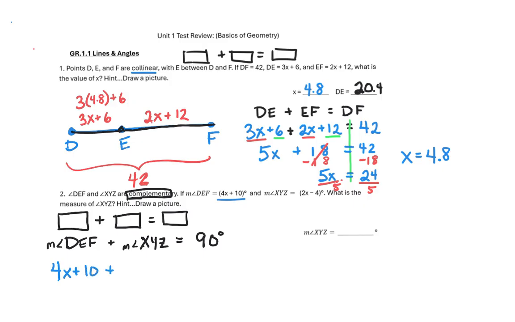And XYZ is 2x minus 4. And it needs to equal the 90. And again, when I have the x's on the same side, I combine them. So that's 6x. And then I have my constants, positive 10 minus 4. So I combine them, 10 plus negative 4, 10 minus 4.